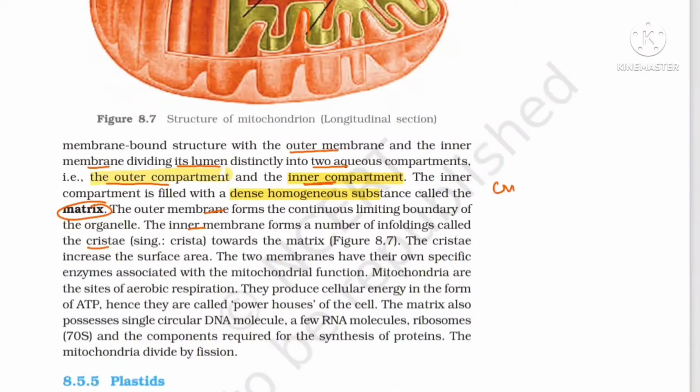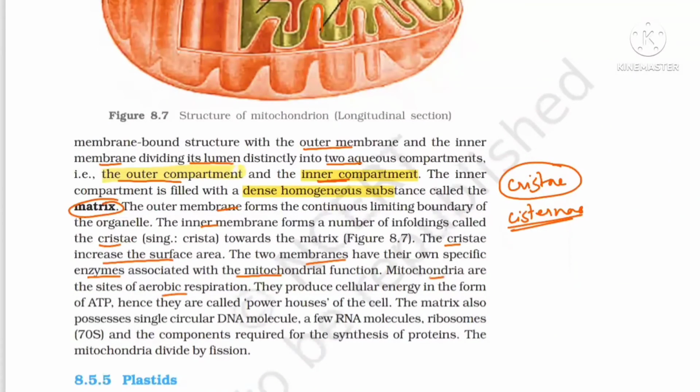Now, beta, we have studied the word cristae here, and yesterday in the Golgi we were studying the word cisternae. So generally, when students see the options, they get confused. Please remember, this is mitochondria cristae, and cisternae we study in the ER and Golgi. Clear, beta? The cristae increase the surface area. The two membranes have their own specific enzymes associated with the mitochondria. They are the site for aerobic respiration. It means they will produce a lot of ATP. That is why we call them the powerhouse of the cell.